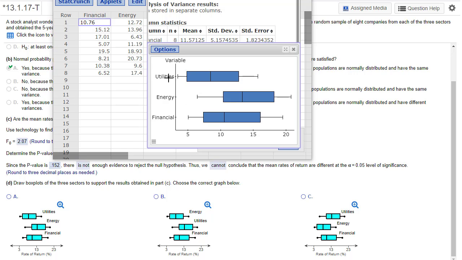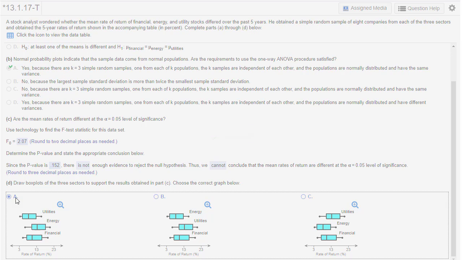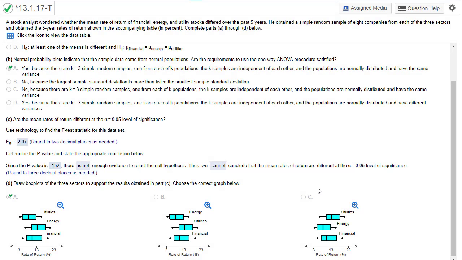And if we look at this, looks like A is the only one that matches that up, right? So we have utilities and the energy and financial, how it kind of moves that way. The other 2 don't match up, so it has to be A. So I hope that helps.